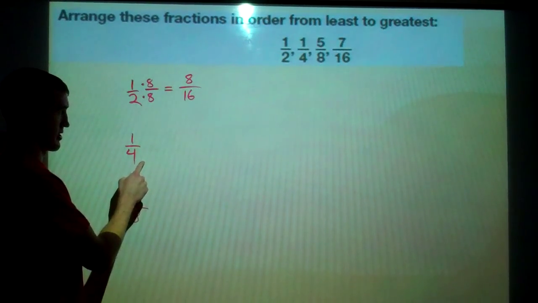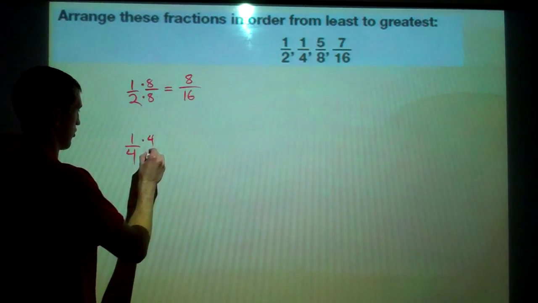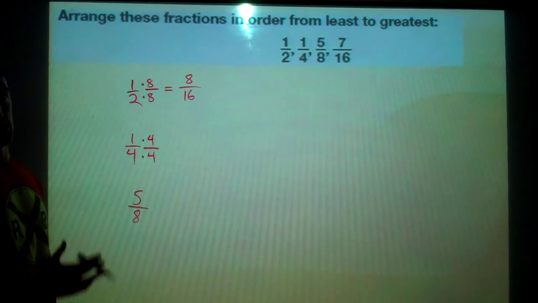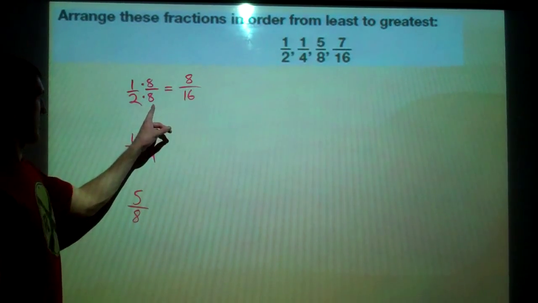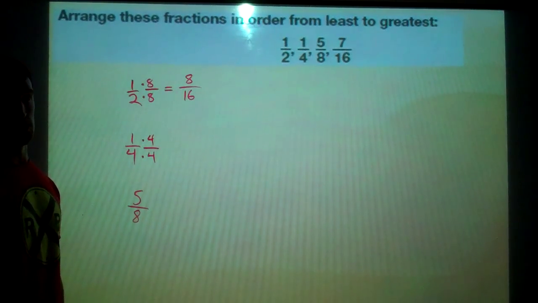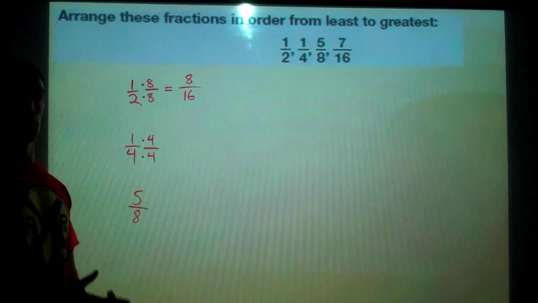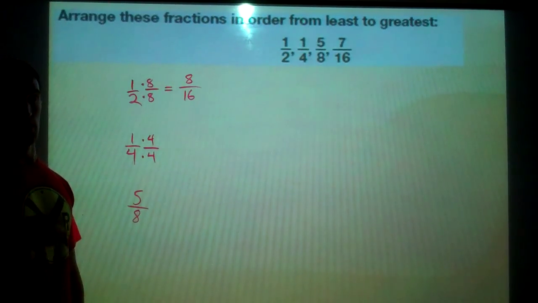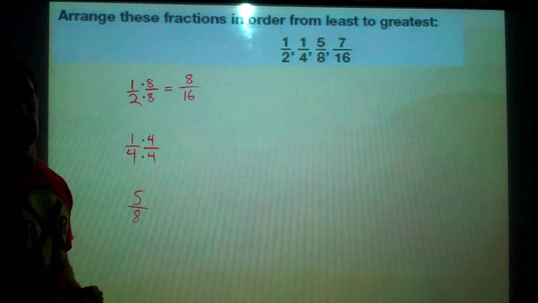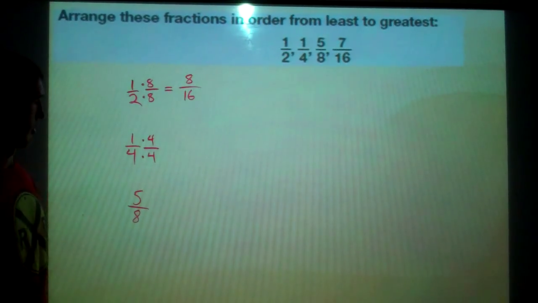To get this one to 16, 4 goes into 16 4 times, multiply by 4 over 4. And what you can see that we're doing is we're not changing the fraction at all, because we're actually multiplying by 1 each time. 8 over 8 is 1, we're just giving it a different denominator. 4 over 4 is 1. And whenever you multiply by 1, we learned this in one of our first lessons, it doesn't change anything. You can multiply by 1, it's the multiplicative identity, it doesn't change anything.